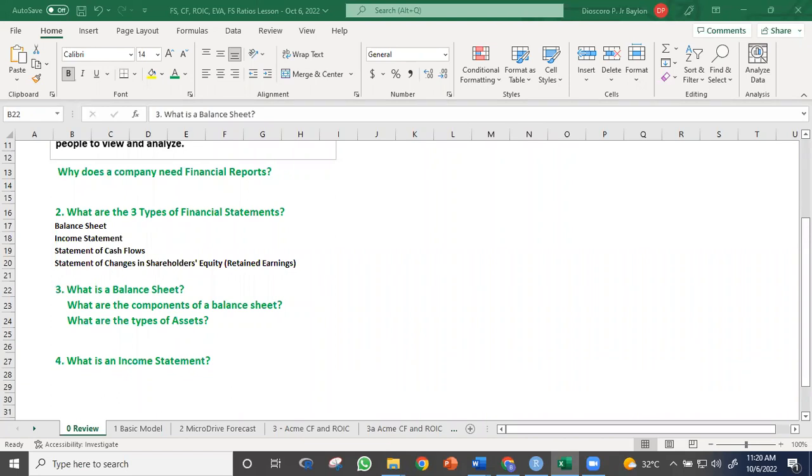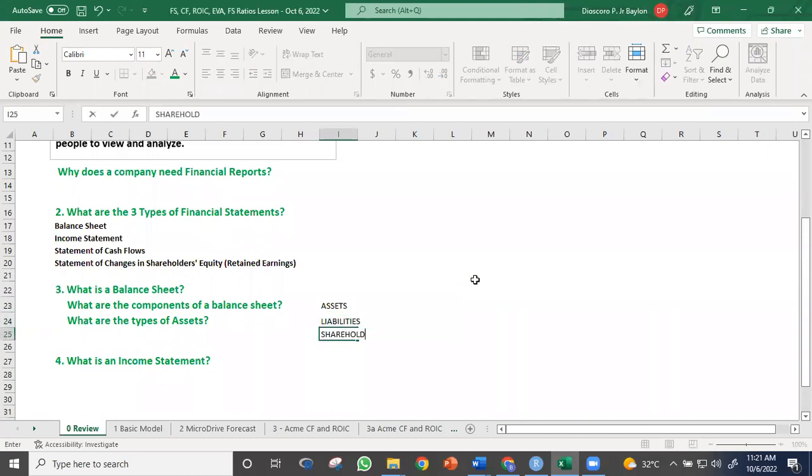So what are the components of the balance sheet? What can we find in the balance sheet? What do we have here, guys? You have your assets, right? You have your liabilities, and you have your shareholders' equity or equity. This is for a corporation. For a single proprietorship and a partnership, you'll have the capital.